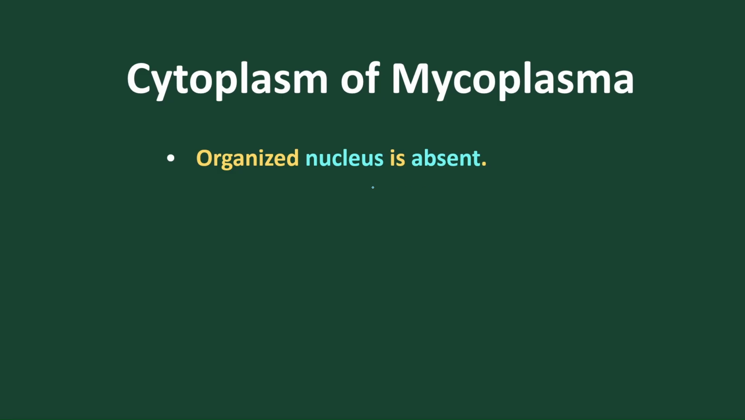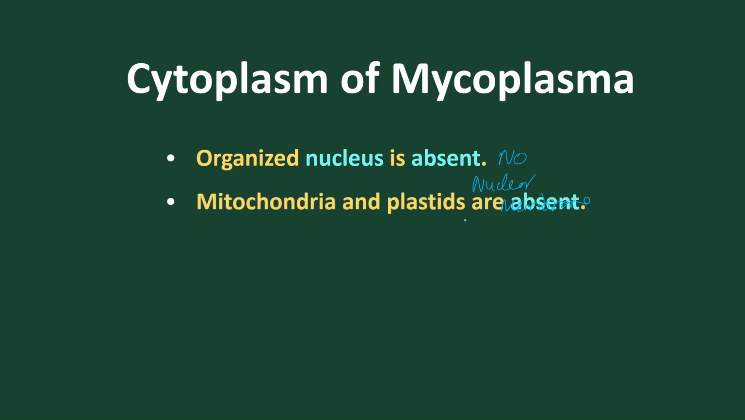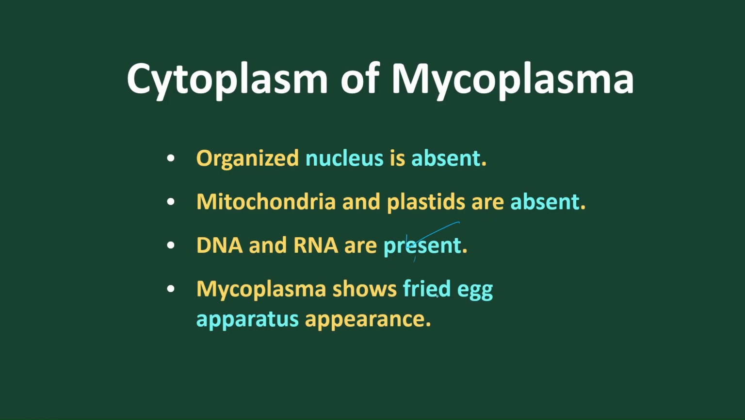In the cytoplasm, the nucleus, the organelle nucleus, is absent, meaning no nuclear membrane. They don't have a nuclear membrane at all. No membrane-bound organelles like mitochondria and plastids are present. DNA and RNA are present, but Mycoplasma is called the fried egg apparatus. Mycoplasma is pleomorphic in nature, so it looks like a fried egg. When we fry an egg, how does the egg look? It looks like that. It contains an opaque middle structure and a transparent outer structure.